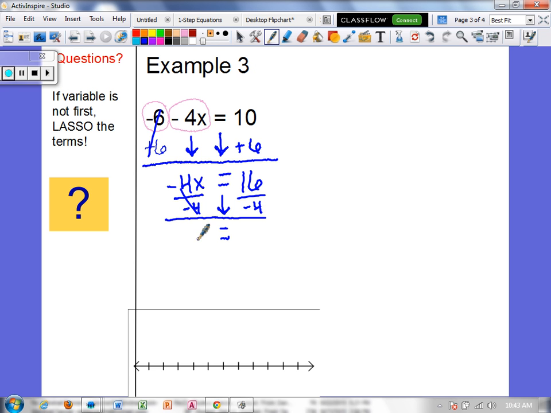So this cancels, becomes 1. We're left with 1x. 16 divided by 4 is 4. And we know from Mike Dude that a positive divided by a negative is negative. So let's check.